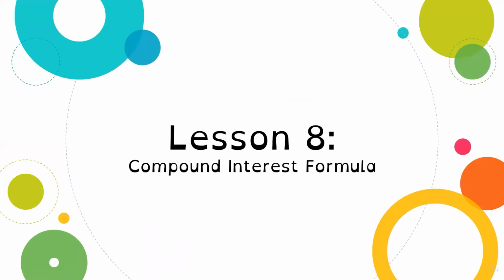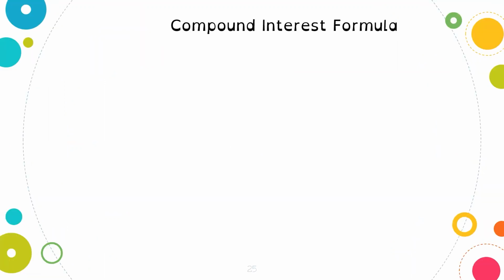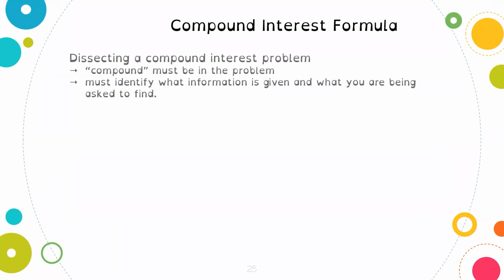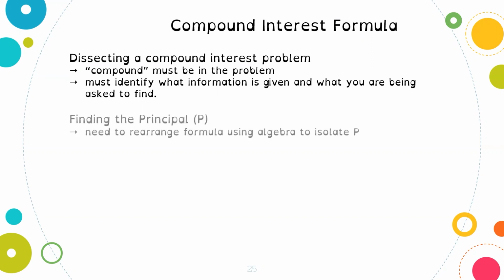All right, and that is really all that we did in lesson 7, because in lesson 8 we go into more detail. Lesson 8 was the compound interest formula, looking at the formula in a little bit more detail. Again, for any of our word problems, we need to be talking about compounding. That needs to be in the problem in order for us to know that we're using this formula. It is best to identify the information given and what you're being asked to find, because you're not always being asked to find the amount. So it's best to list your variables and figure out what you know and what you don't know so that you put things in the right place.